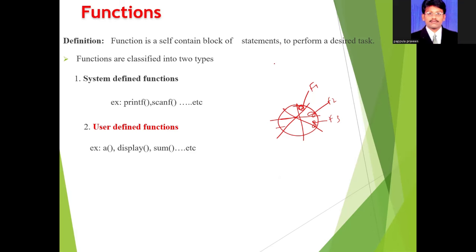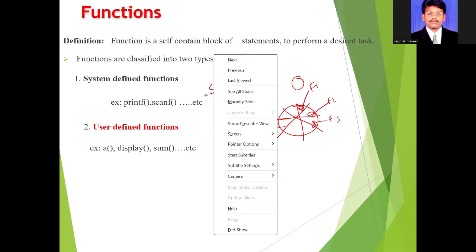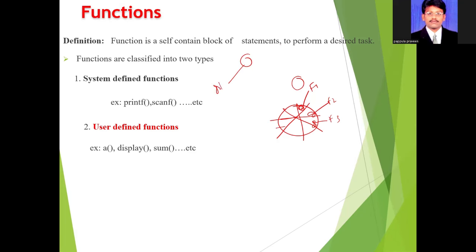Now, how many types of functions are there in C language? Not only in C language, in all programming languages, we have mainly two types of functions. One is system defined or library functions, and another one is user defined functions. Observe here, system defined function or library function.